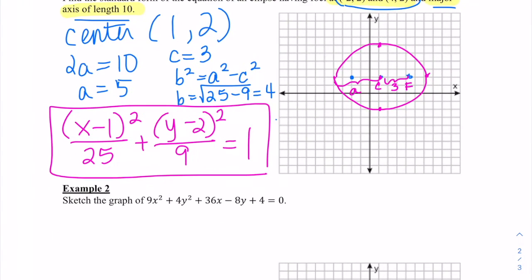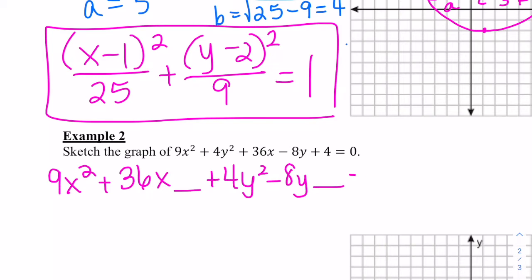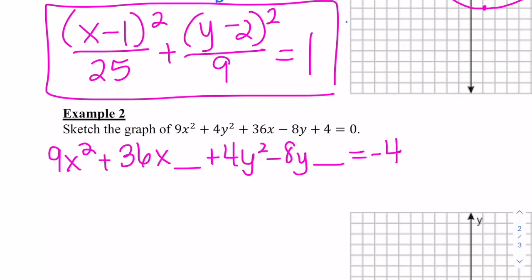All right, let's go to example 2. To write the equation for this ellipse, we'll have to complete the square. So 9x squared plus 36x plus 4y squared minus 8y will equal -4. Before we complete the square, we will need to factor.